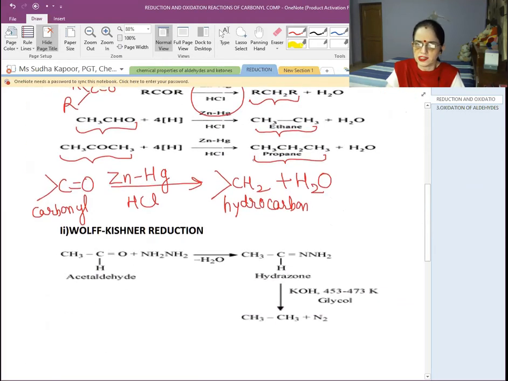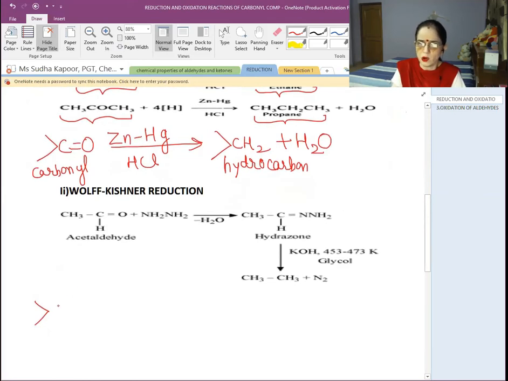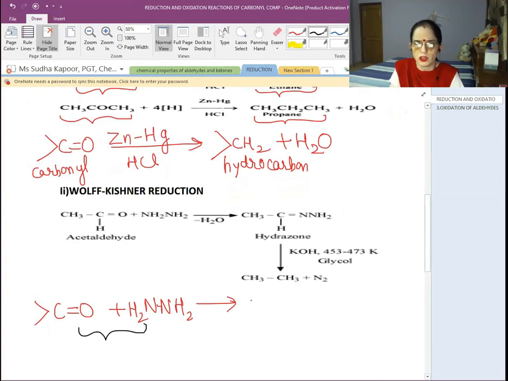The second reduction is the Wolff-Kishner reduction. This is also a very important name reaction. What happens in this name reaction? Let us first represent how it works. We take the carbonyl group and add hydrazine to it. We did the hydrazine part in lecture 5. This is nucleophilic addition followed by elimination, so elimination of a water molecule takes place and we get C double bond N NH2.